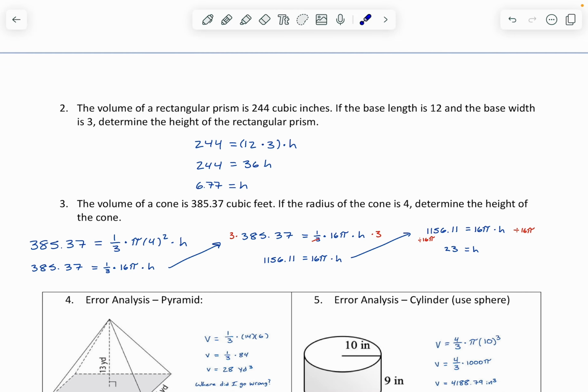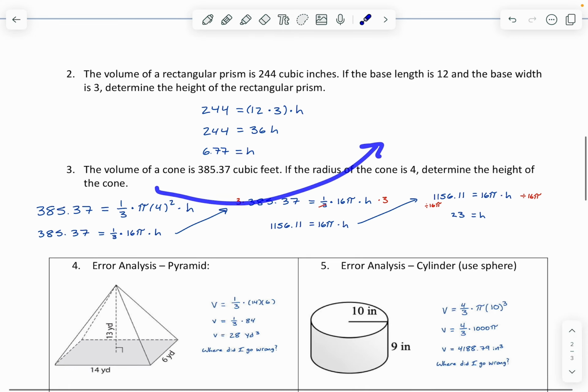Working backwards again. This one's a bit tougher because there's more steps involved. Right? There's more stuff that you got to deal with. It's not just length times width times height. Now we're dealing with a cone.